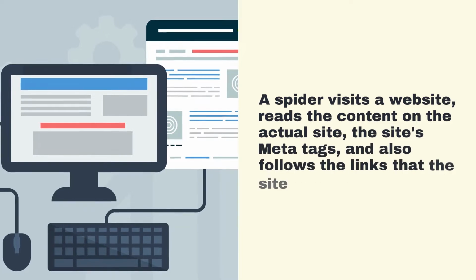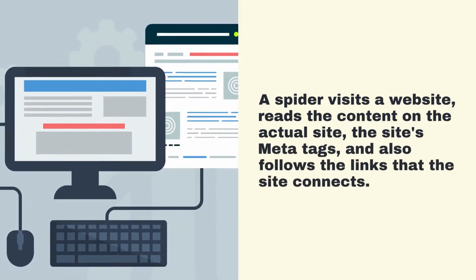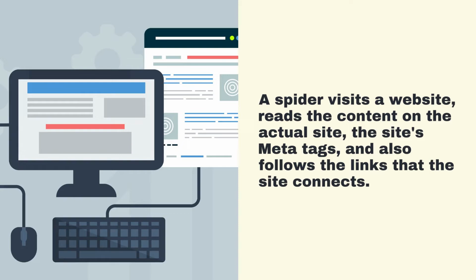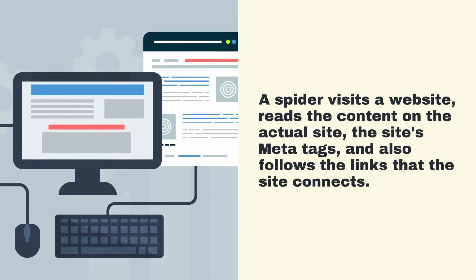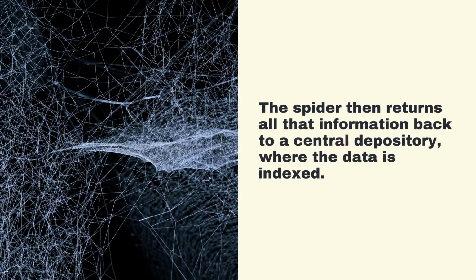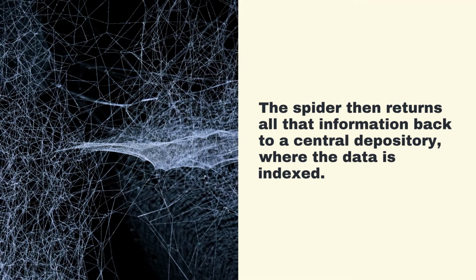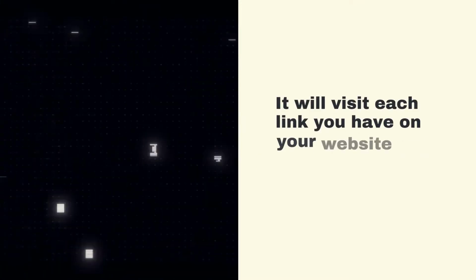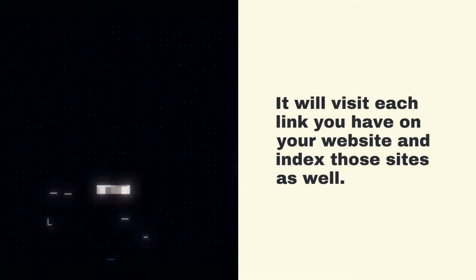A spider visits a website, reads the content on the actual site, the site's meta tags, and also follows the links that the site connects. The spider then returns all that information back to a central depository, where the data is indexed. It will visit each link you have on your website and index those sites as well.